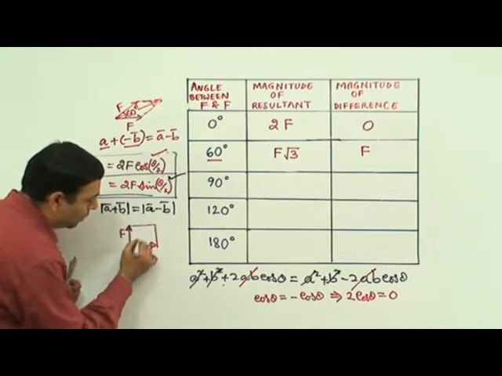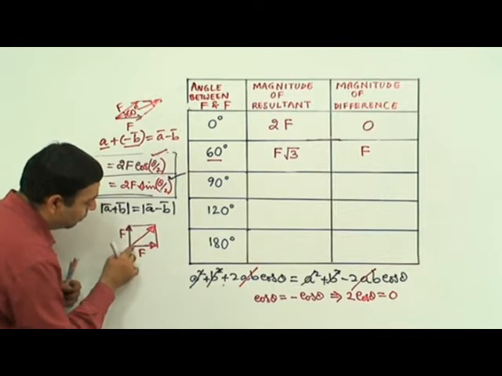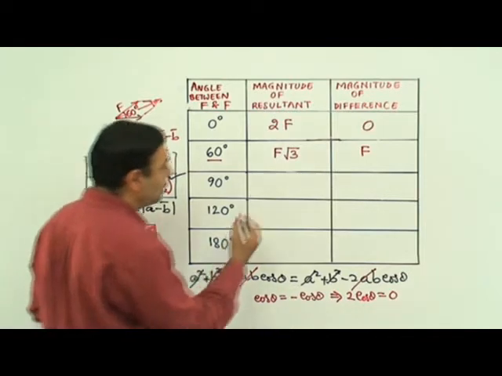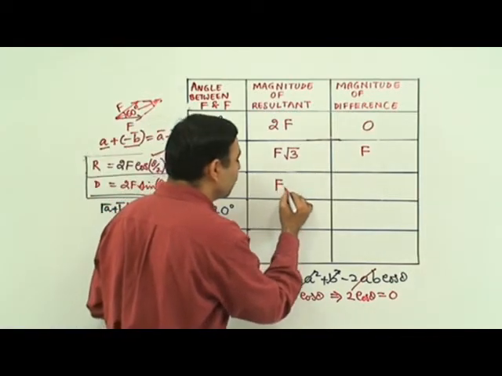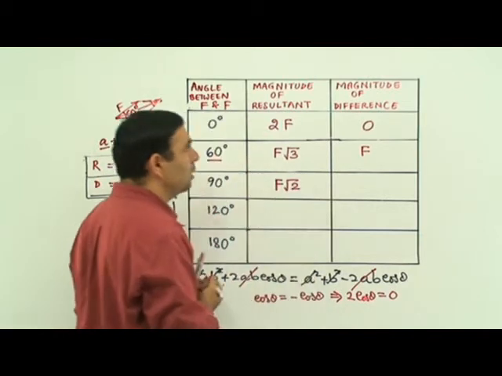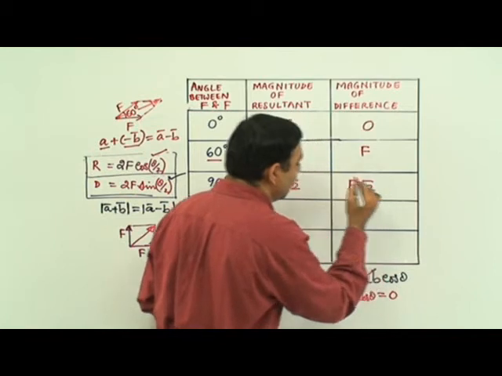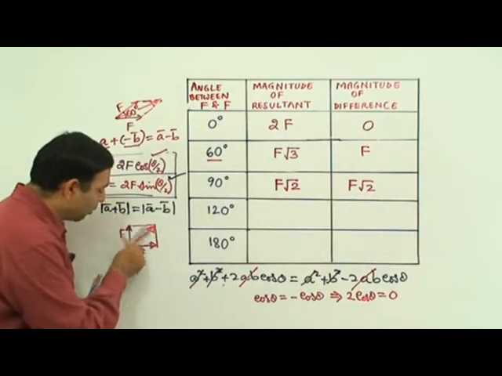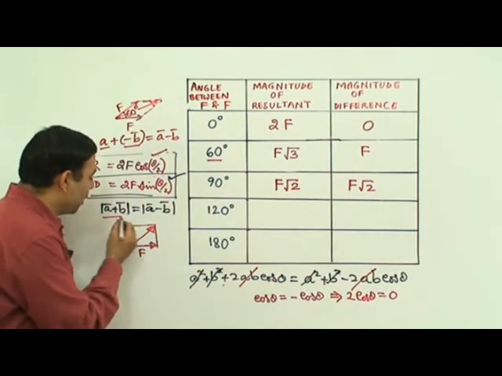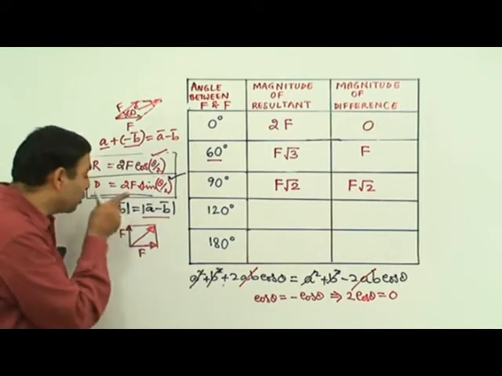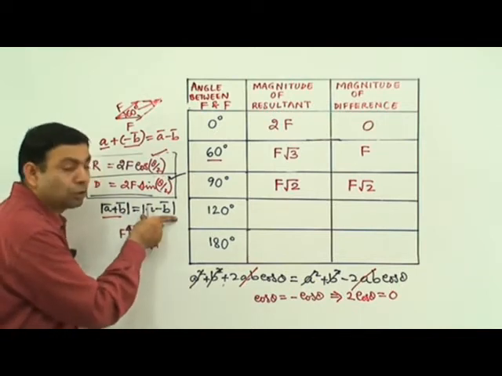So magnitude of resultant will be F root 2, F and F, result will become F root 2. Fine. So result is going to be F root 2, and similarly difference also will be F root 2, because we have just shown if the two vectors are perpendicular to each other, mod of A plus B and mod of A minus B is going to be same.